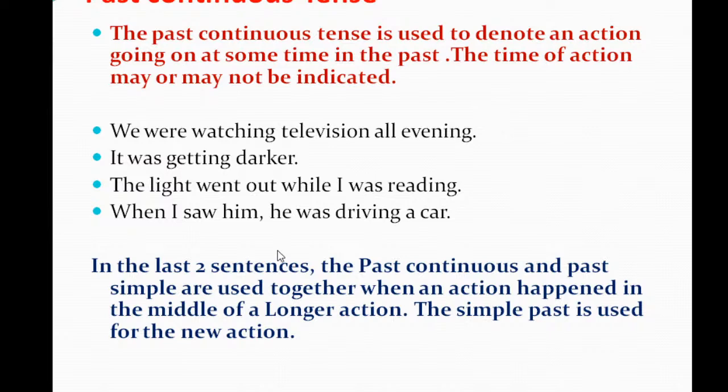It was getting darker. Andhera ho raha tha. It's still going on. So it was getting darker. When I say that, ing is there. It was getting darker. As you can see, that is the correct form of the continuous tense that is being used. The light went out while I was reading. जब मैं पढ़ रहा था, बत्ती ऑफ हो गई या बत्ती गुल हो गई, right? The light went out.